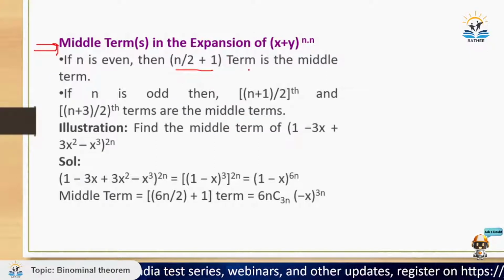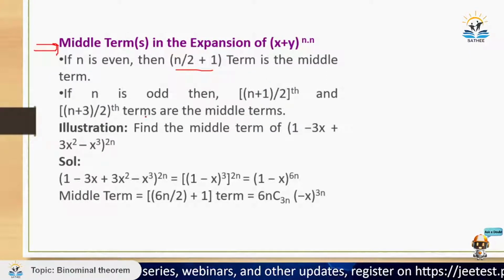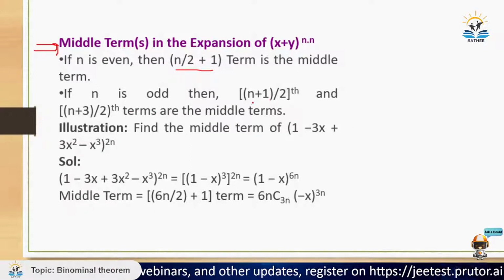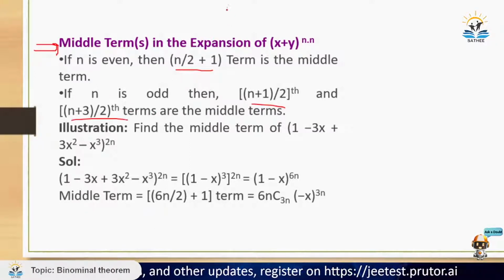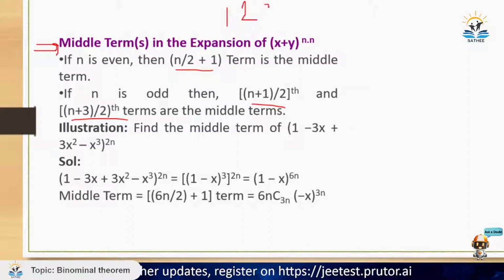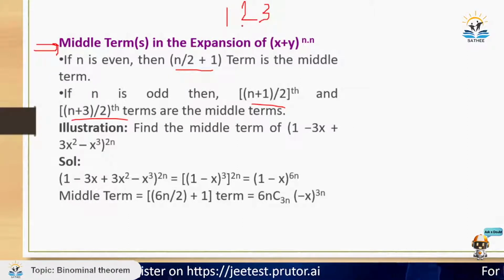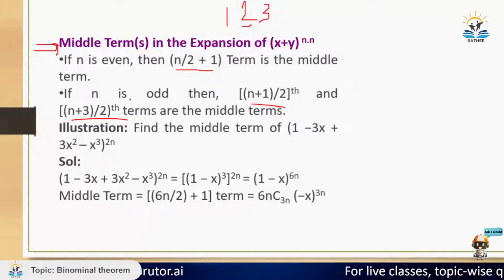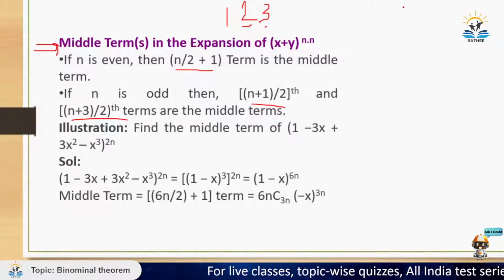But if my n is odd, then (n plus 1) upon 2 and (n plus 3) upon 2, these two terms are my middle terms. Because if n is odd, let's say n is 3, with terms 1, 2, 3, 4. Okay, if n is odd, then (n plus 1) by 2, which is 3 plus 1, 4, 4 by 2 is 2, which is this term, and (n plus 3) by 2, which is 3 plus 3, 6 by 2, which is the third term. These are the middle terms. मतलब these two are middle terms. Okay, so these are important things which you need to remember because they are of very huge importance.